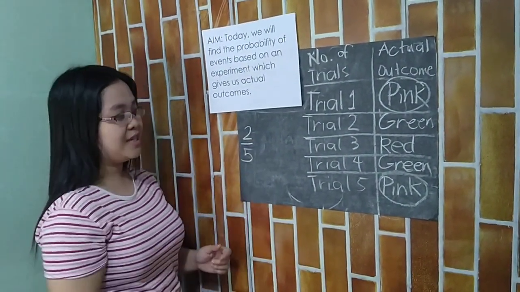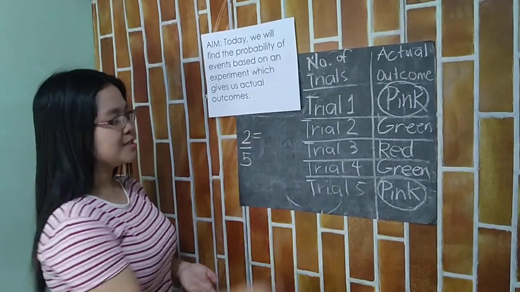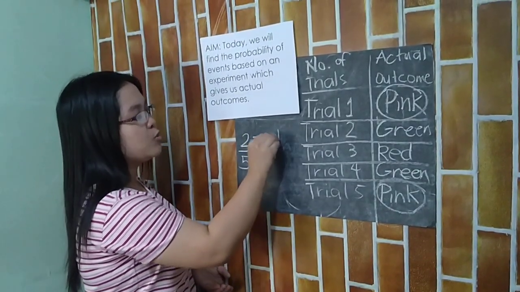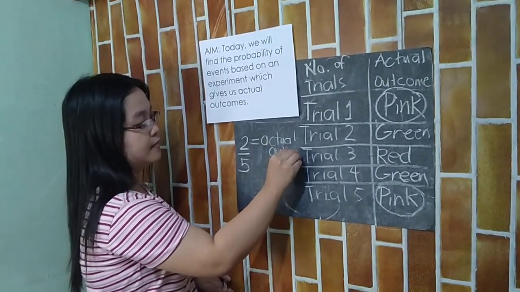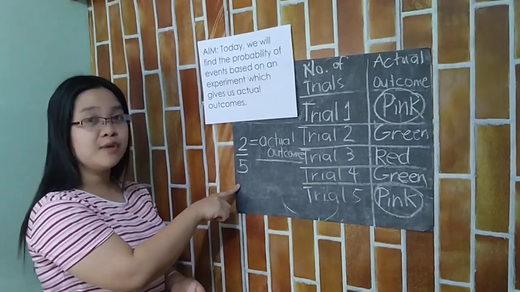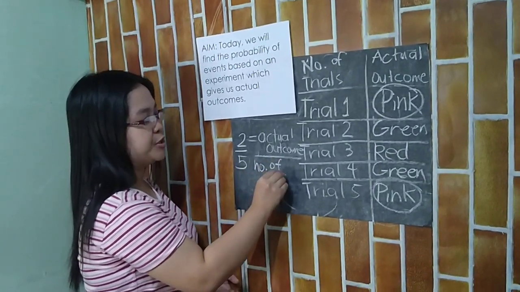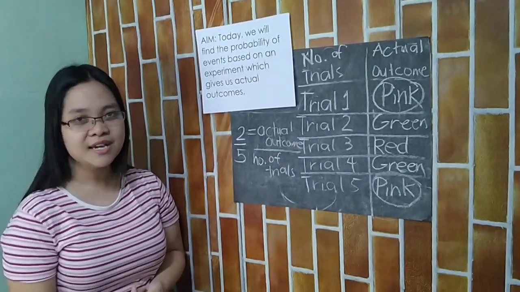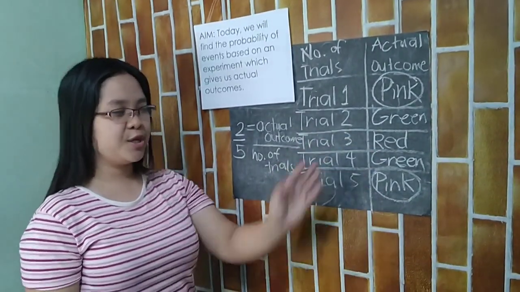Okay? So, the probability of picking a pink unit cube on the actual experiment that we did is 2/5. Where did I get this 2/5 again? This 2 is based on the actual outcome, and the 5 at the bottom comes from the number of trials. Okay? So, this is the probability of getting the pink unit cube.